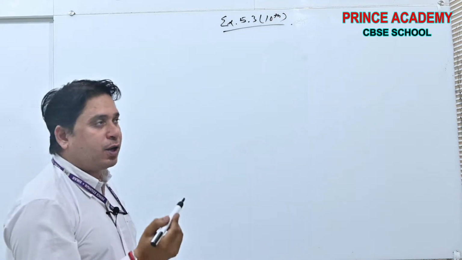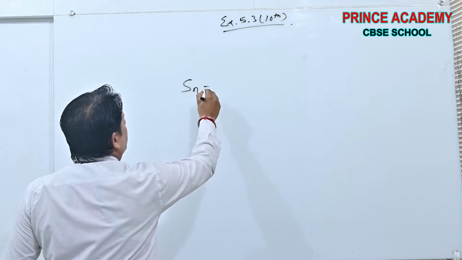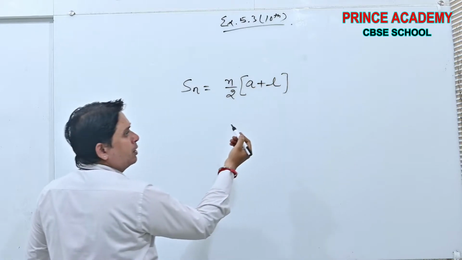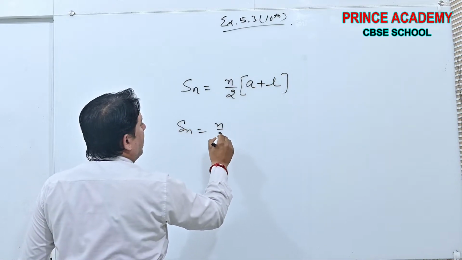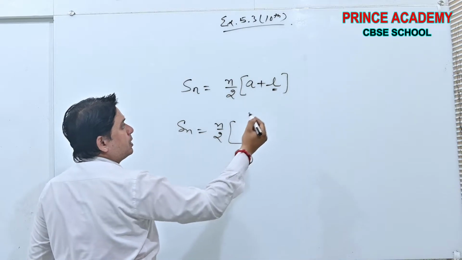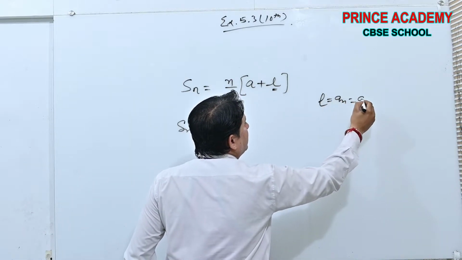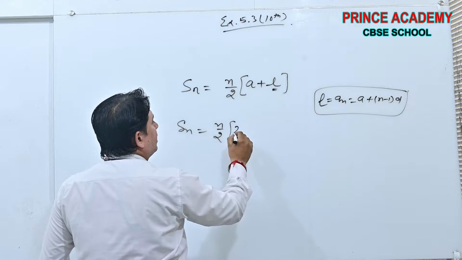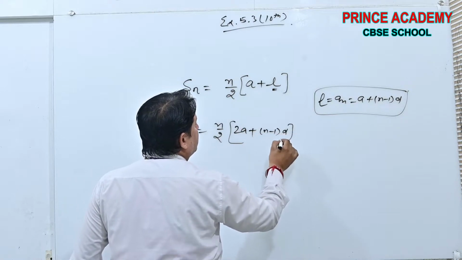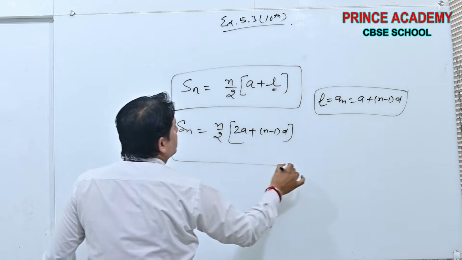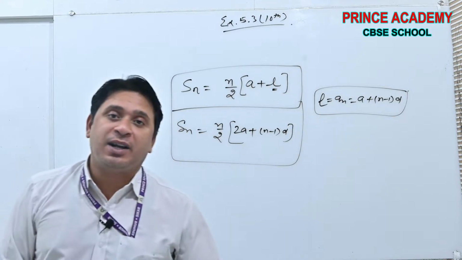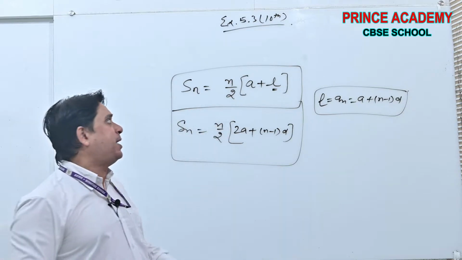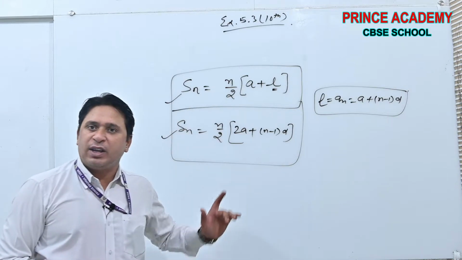See beta, if you remember, the sum of first n terms of an AP was n by 2 into (a plus l), yes or no? And l is the last term, the nth term, which is a plus (n minus 1) into d. If we use this, we can get n by 2 into (2a plus (n minus 1)d). These are the two formulas. The formula is the same, but the forms are different. According to the statement, what is given in the statement, we use these forms.